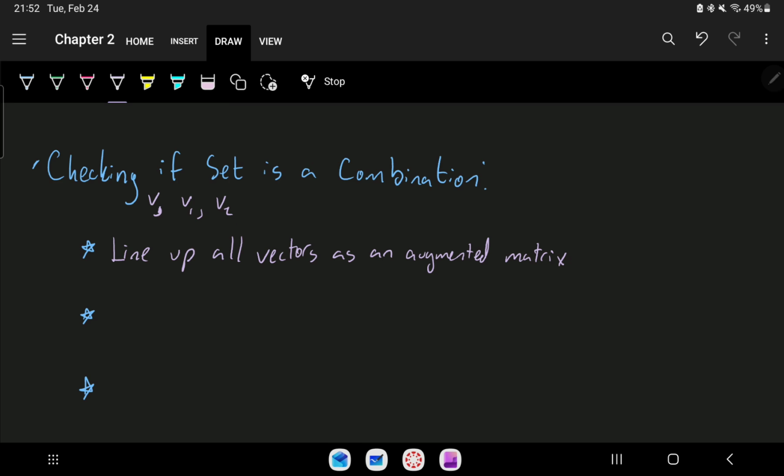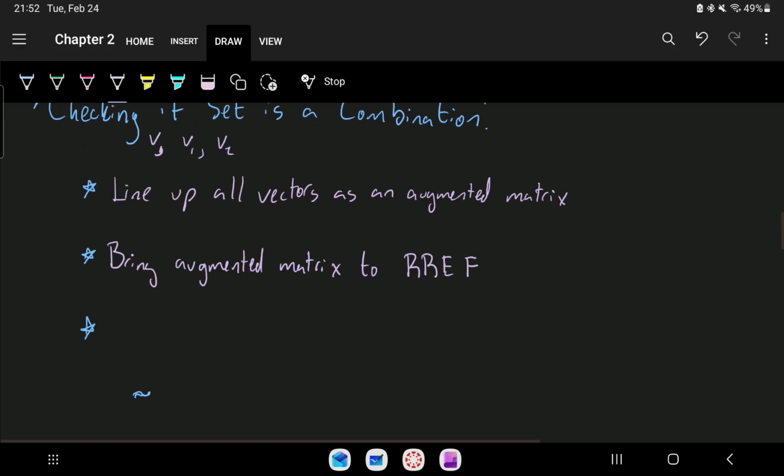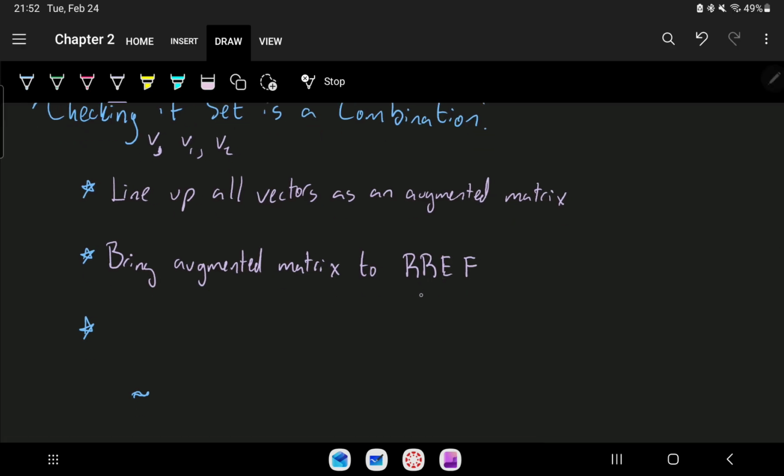Okay, so after we've done that, we are going to want to bring the augmented matrix to reduced row echelon form. We have a whole video on that as well if you need a refresher. And from there, once you have this in reduced row echelon form, you will be able to analyze the result for inconsistencies.